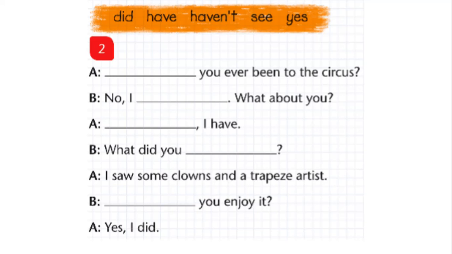2. Have you ever been to the circus? No, I haven't. What about you? Yes, I have. What did you see? I saw some clowns and a trapeze artist. Did you enjoy it? Yes, I did.